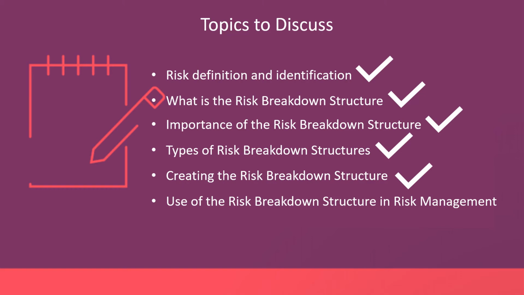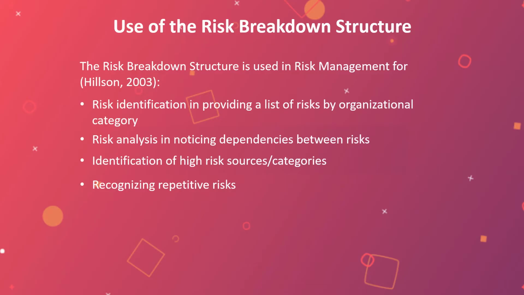Use of the risk breakdown structure in risk management. So the risk breakdown structure is used in risk management to allow for risk identification and providing a list of risks by organizational category. As you remember our last example, one of the categories was technical. Risk analysis and noticing dependencies between risks. So you may notice that the risk of the requirements is also related to a risk related to controlling the project, or a risk related to the interface because you don't have all of the requirements identified.